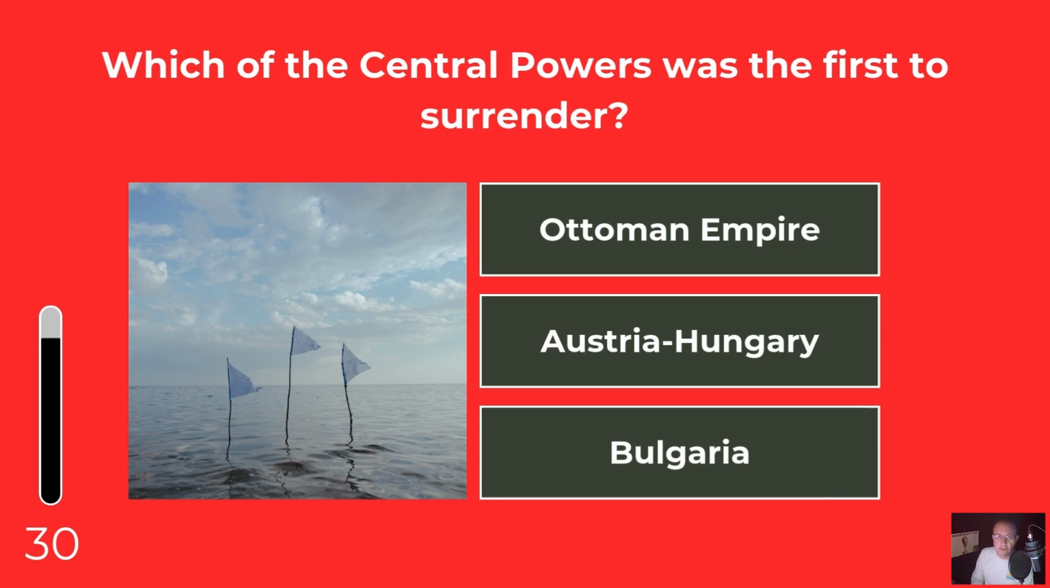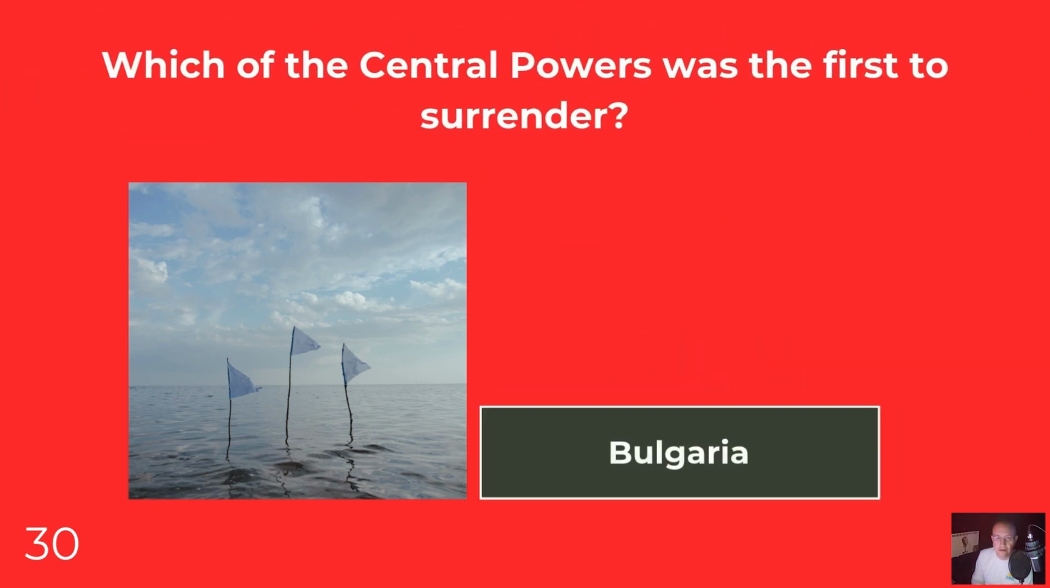Which of the Central Powers was the first to surrender? Was it the Ottoman Empire? Was it Austria-Hungary? Or was it Bulgaria? Bulgaria was the first to surrender.